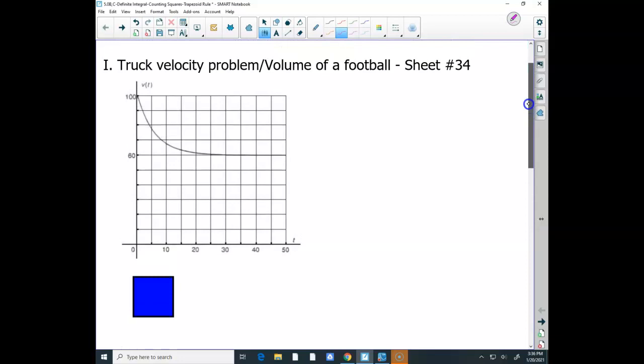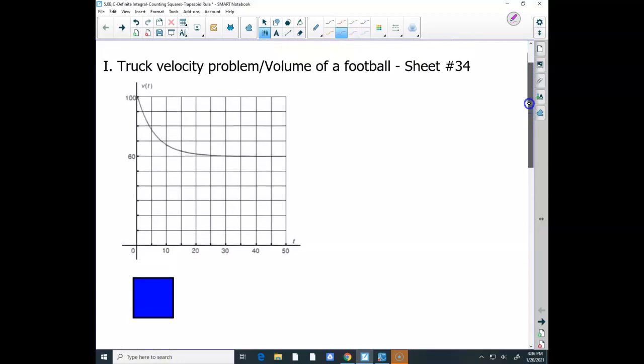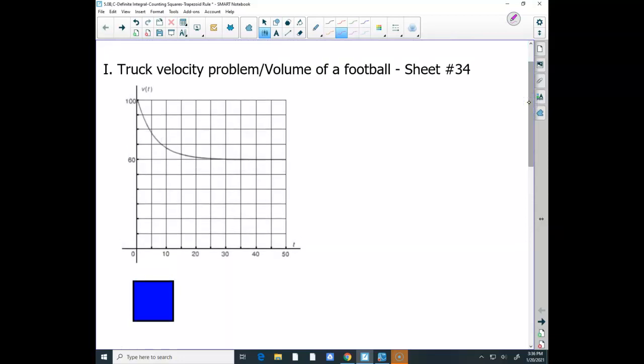Now, I have two of them. The first one we're on is 5.0b, which is the truck velocity problem, and the volume of a football is at the end. It's the first page on your note sheet. It says, as you drive on the highway, you accelerate to 100 feet per second to pass a truck. After you have passed, you slow down to a more moderate 60 feet per second.